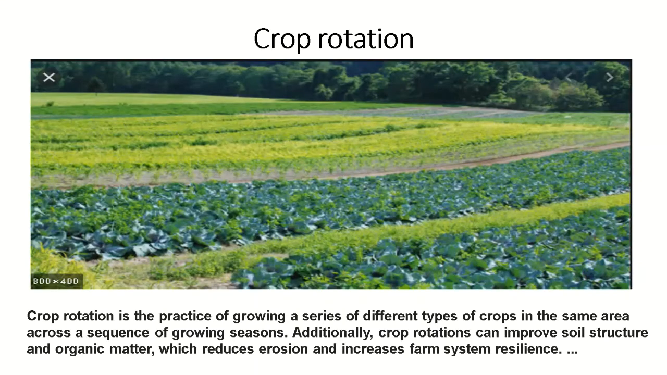Then the third one is crop rotation, which improves the fertility of the soil. It is a practice of growing a series of different types of crops in the same area across a sequence of growing seasons. Additionally, crop rotation can improve soil structure and organic matter, which reduces soil erosion and increases farm system resilience.